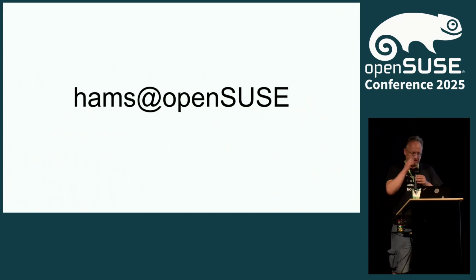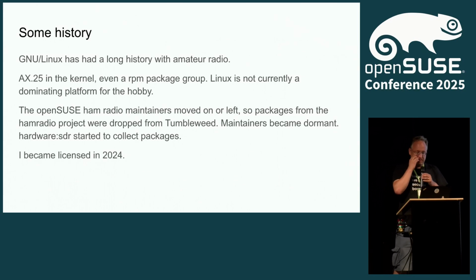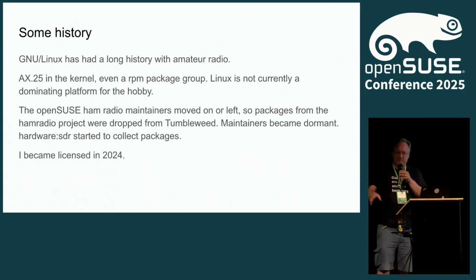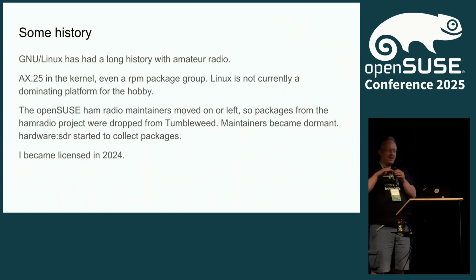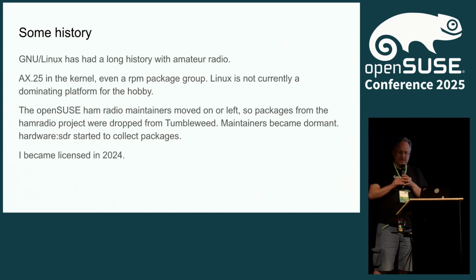So I looked at what openSUSE is doing. Linux actually has a long history of amateur radio. We have the very ancient AX25 protocols in the kernel. There's even an RPM package group for ham radio stuff. Unfortunately, as I entered this hobby, it's not really a dominating platform right now. It's Mac and Windows, so it's not a default choice in amateur radio these days.